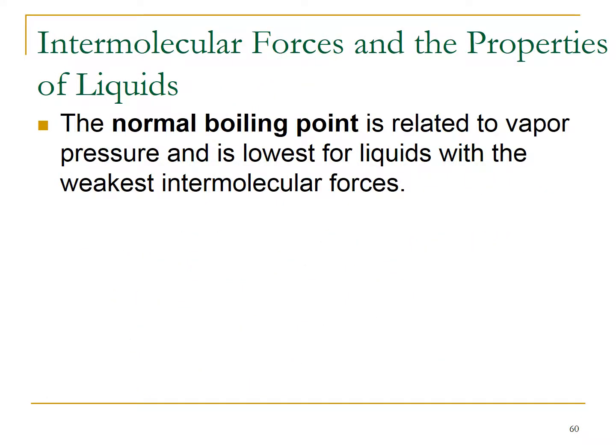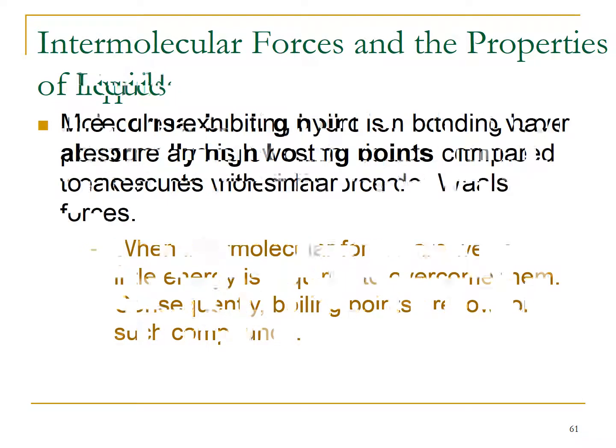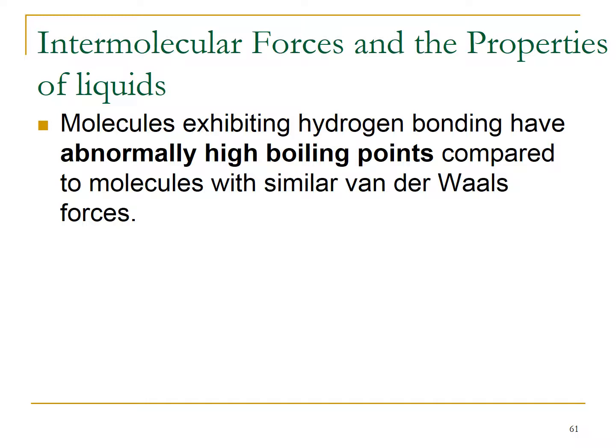Okay, again, the boiling point, the normal boiling point, is related to vapor pressure. And so the stronger the intermolecular attractions, the harder it is to pull them apart, and so the higher the boiling point. The weaker the intermolecular attractions, the easier it is to pull them apart, and so the lower the boiling point is. So low boiling points for higher vapor pressure, for weaker attractions. So if something has a hydrogen bond, they actually have abnormally high boiling points compared to other molecules. And so that's what comes on the next chart.